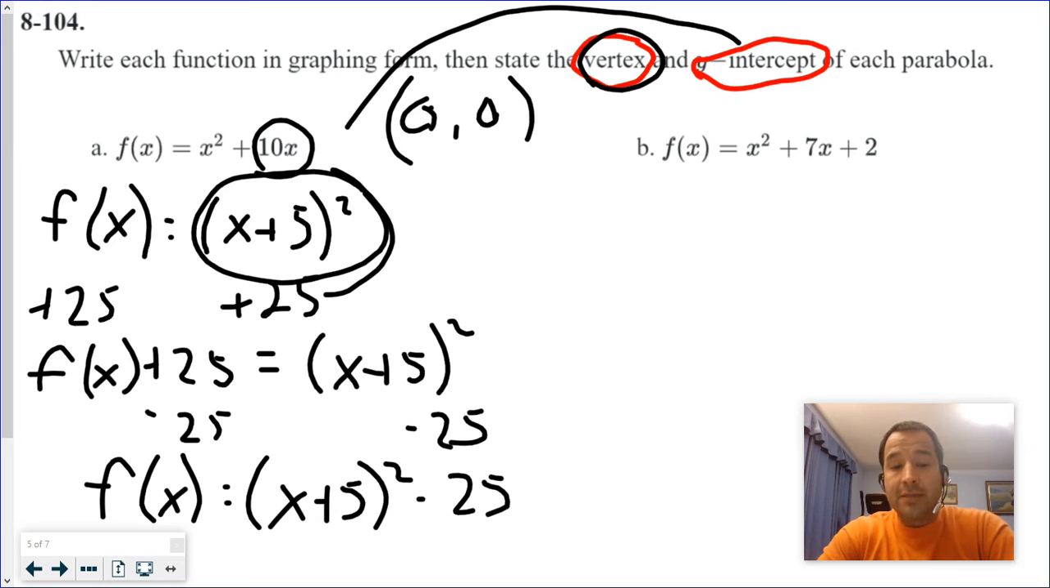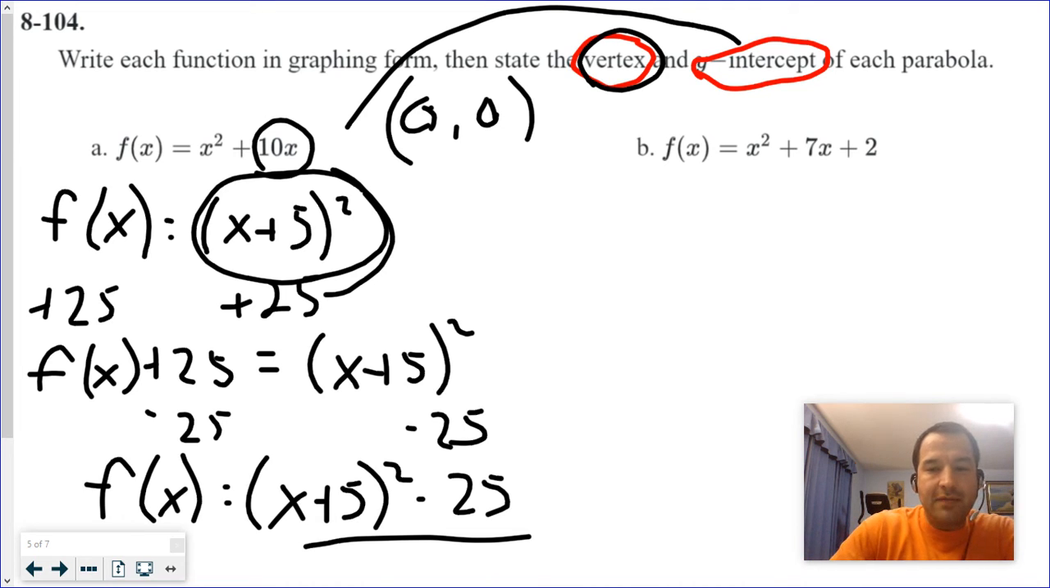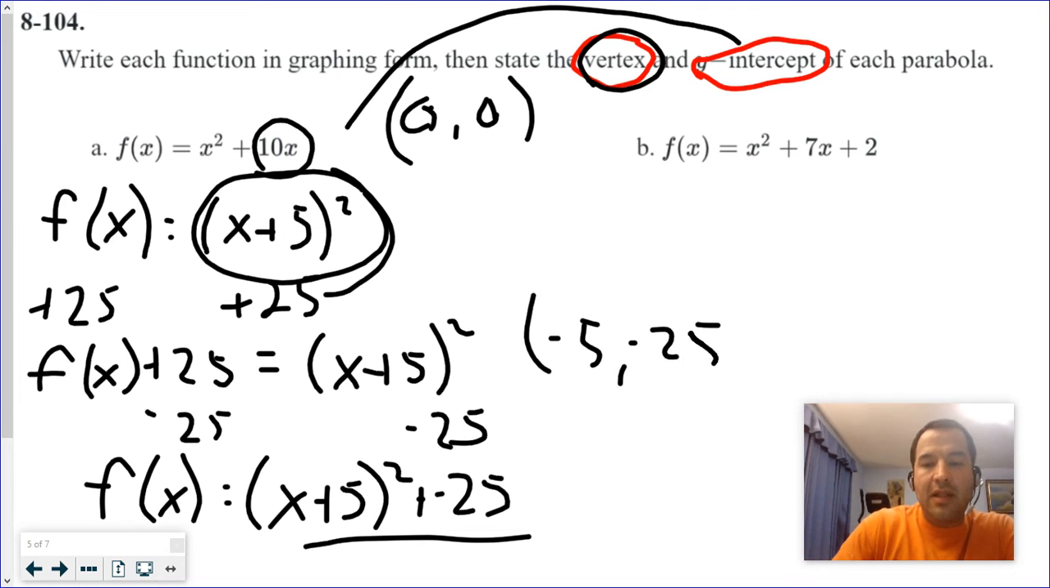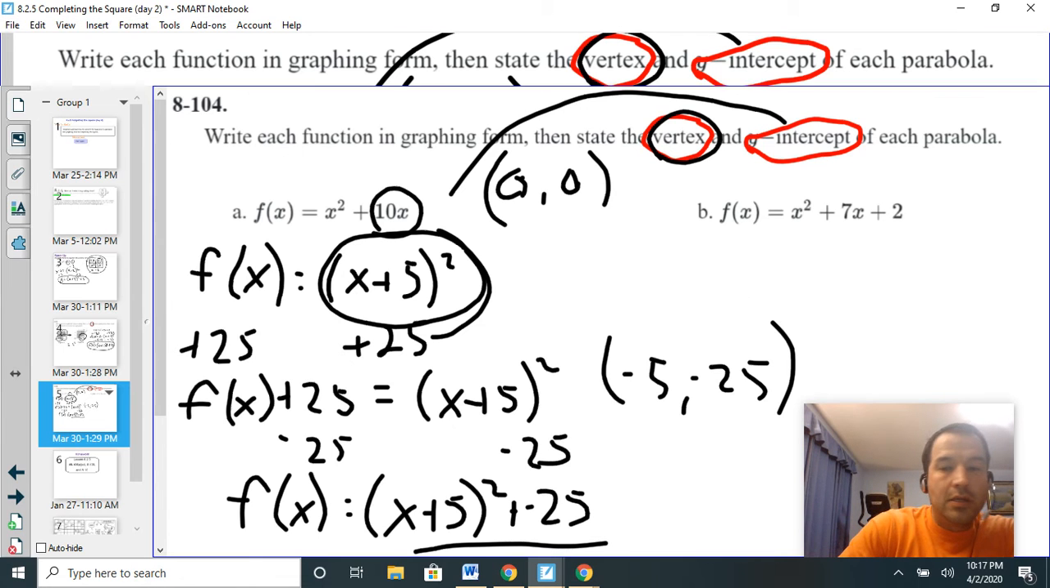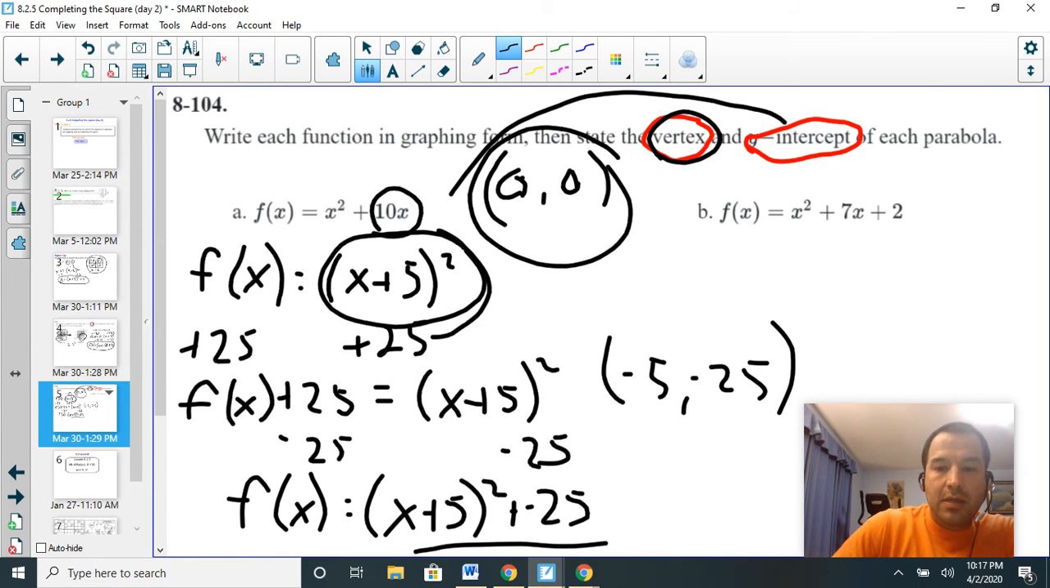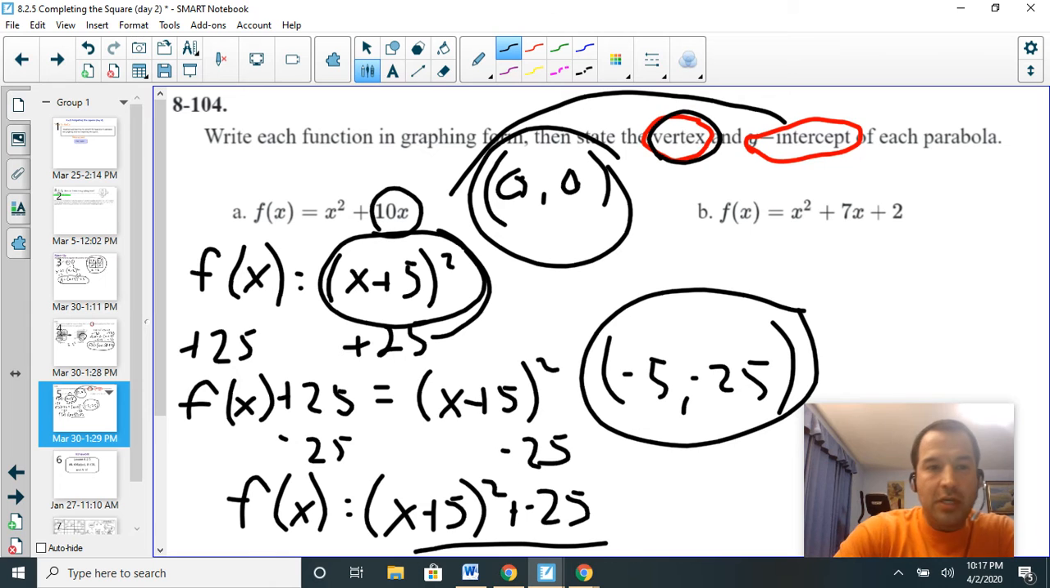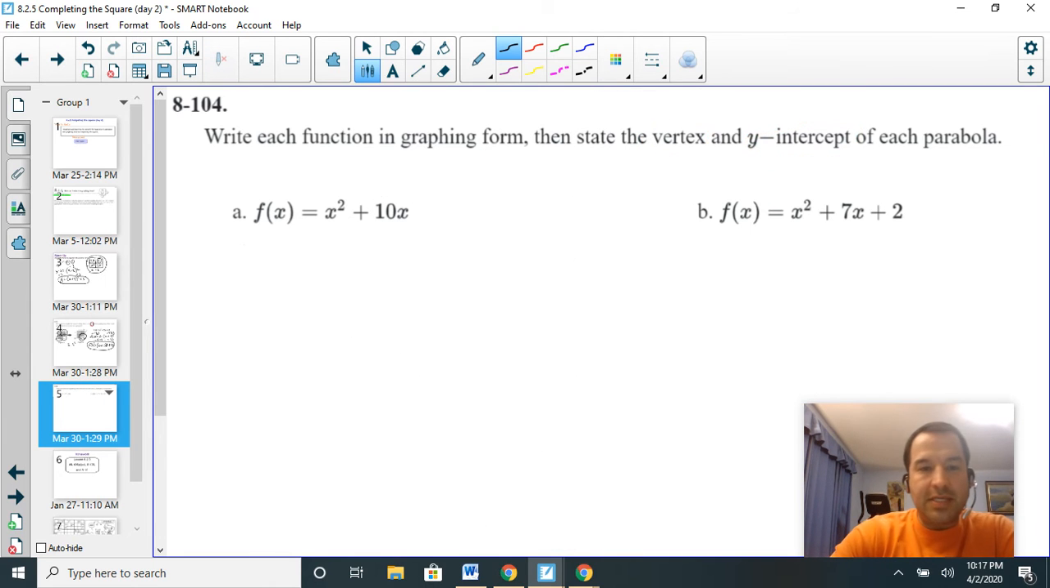They're looking for the vertex. So be careful. What is the vertex there? Remember, it has to be x minus h plus k. So the opposite of 5, so it'd be negative 5, plus k. So the opposite of that would be negative 25. That is my vertex. Okay, so y-intercept, vertex. Good? Okay, now let's try the second problem.